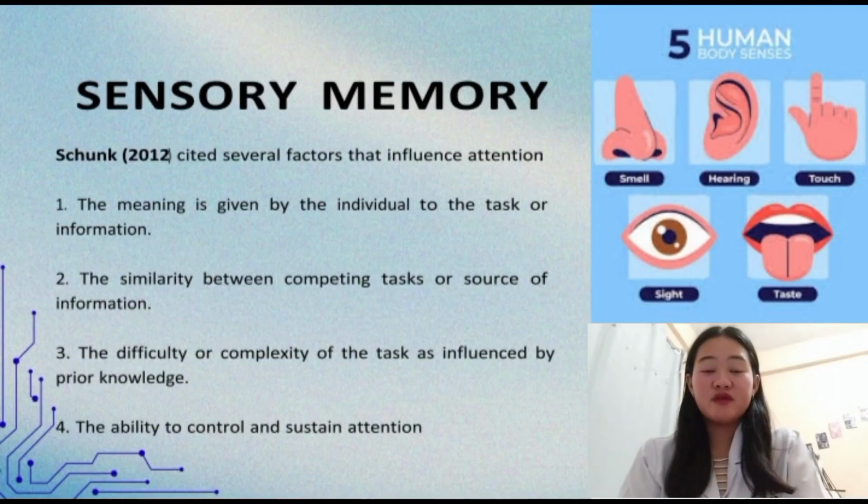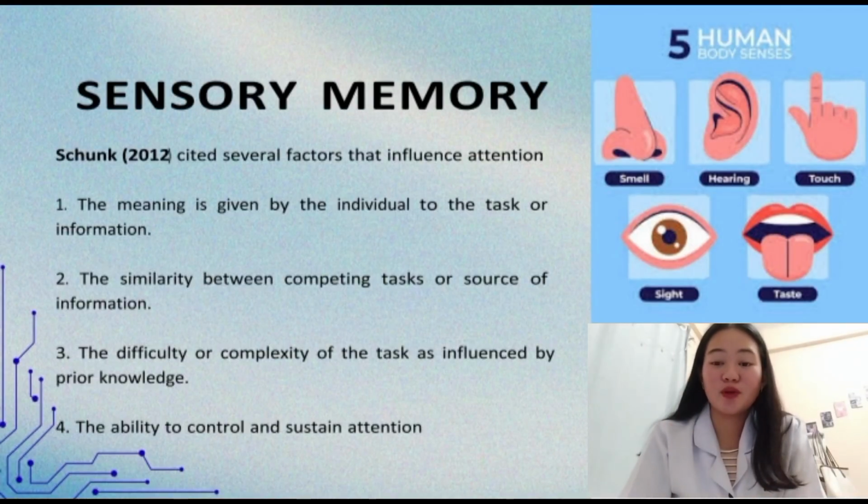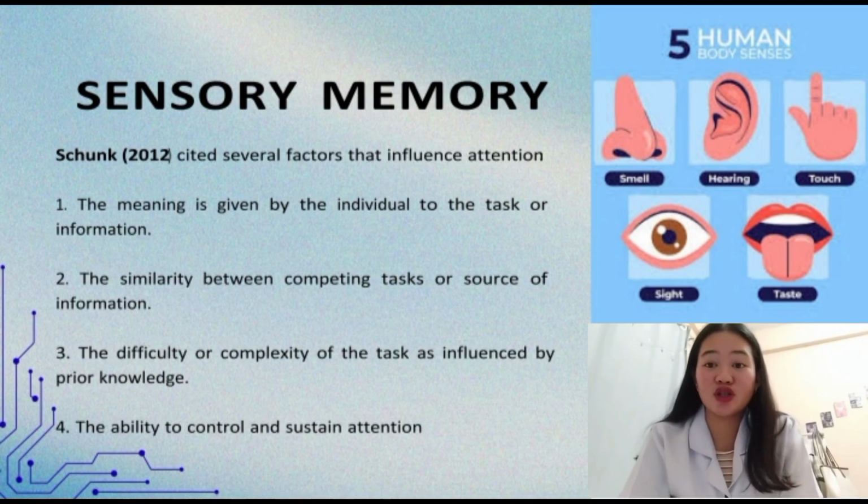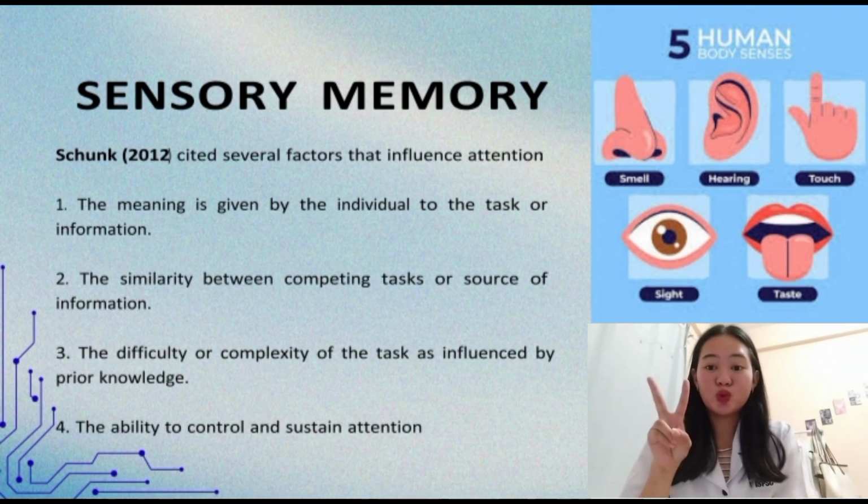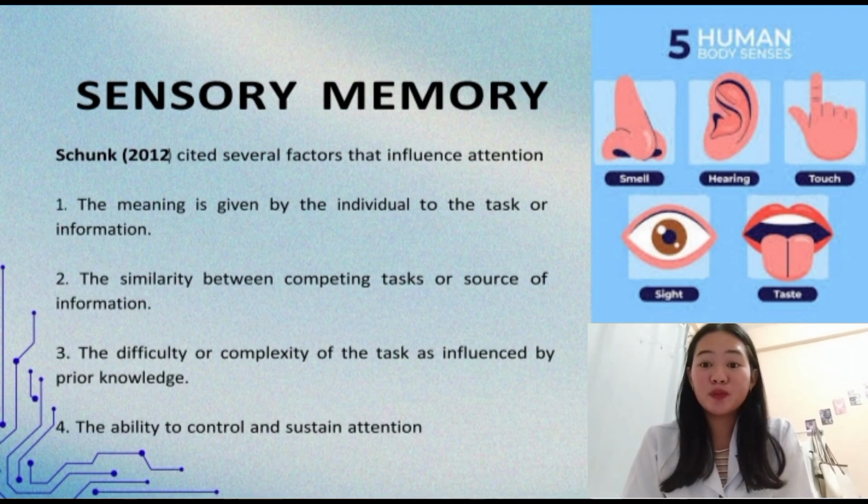Trunk stated several factors that influence attention. Number 1. The meaning given by the individual to the task or information. An example of this is a student who pays more attention to a math lesson on fractions if they know it will appear in tomorrow's exam. Number 2. The similarity between competing tasks or sources of information. For example, if 2 people are talking at the same time in class and both are discussing homework, the student might get confused and struggle to focus on the teacher.